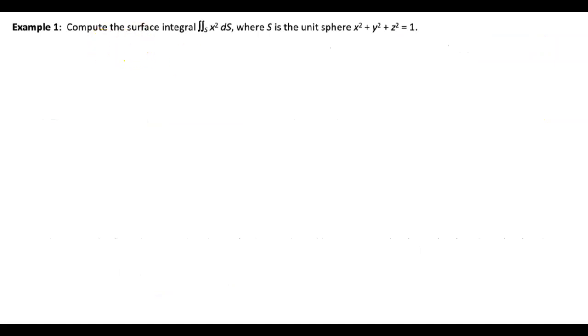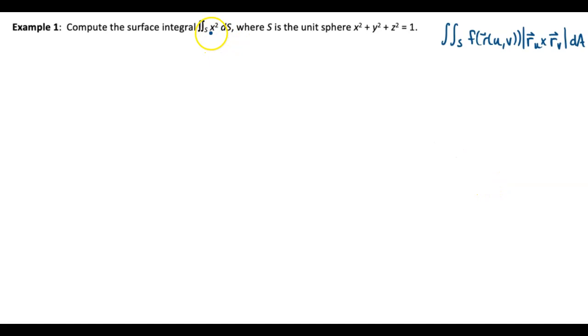We want to find the surface integral of x squared dS, where S is the unit sphere, x squared plus y squared plus z squared equals 1. And so we know that what we want to find is this double integral over this surface of f of r of u and v, where this is a vector, times the magnitude of the partial of r with respect to u cross partial of r with respect to v over that area.